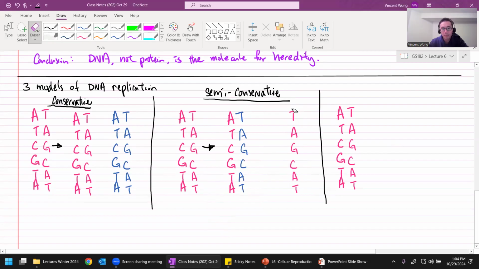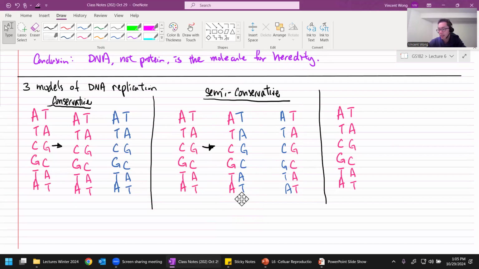Same thing over here. T pairs with A, A pairs with T, and so on and so forth. So in the end, you get two copies. These are the same as the original, okay? But each copy will have one strand of original material and one strand of new material. That's semi-conservative. Any questions before I do the last example?